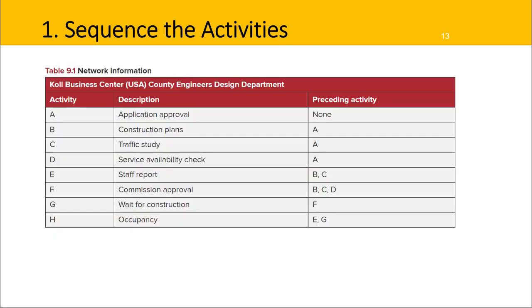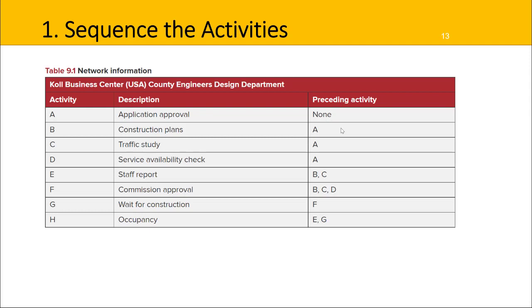First of all, we sequence the activities. So here we have 3 columns. The first column gives the activity and identifier A, B, C, D, E, F, G, and H. There's then a brief description of each activity, and in the last column it tells us what the preceding activities are. So it's telling us that activity A has no preceding activity. Technically it could start on day 1. Activity B, C, and D are related to activity A, and activity A is their predecessor.